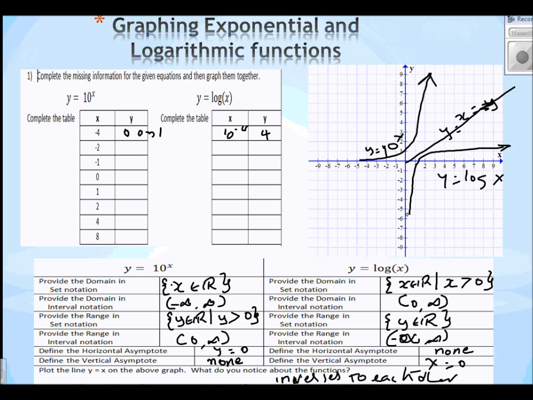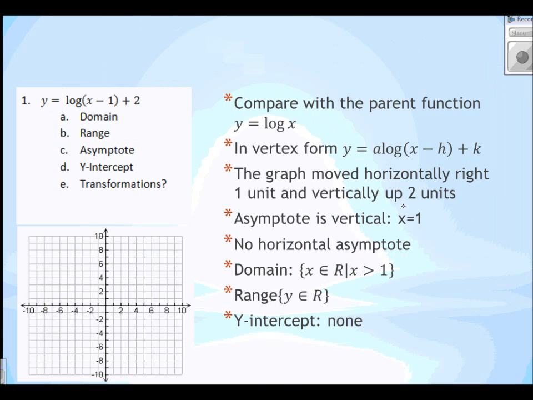It never touches the y-axis. So similarly, this one is going up 2 units and going right 1 unit. So that means it will never touch this line. I'm sorry, this line is not perfect. It never touches the x equal to 1 line. So your graph really goes this way and goes to infinity. And also, since it is moving up, it should move up 2 units.